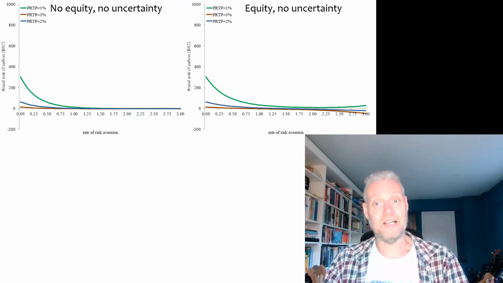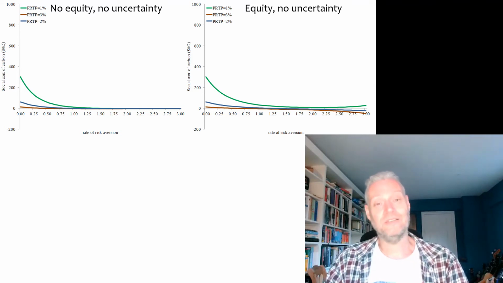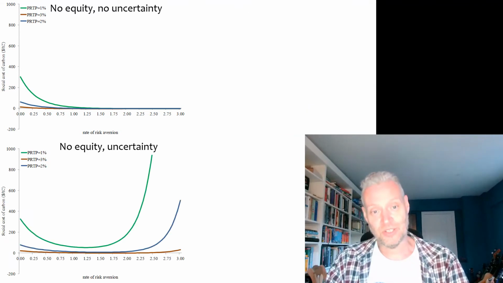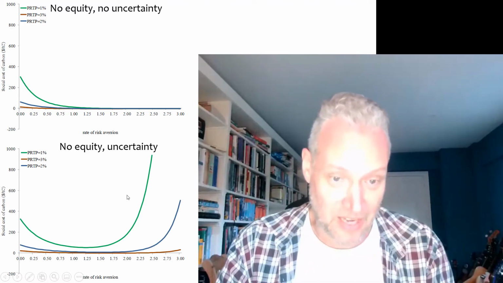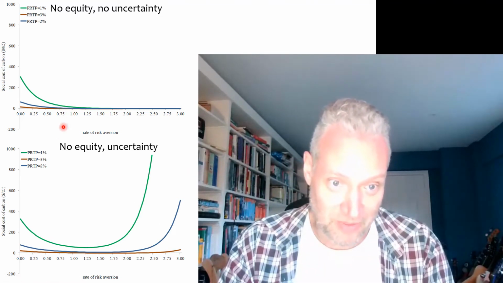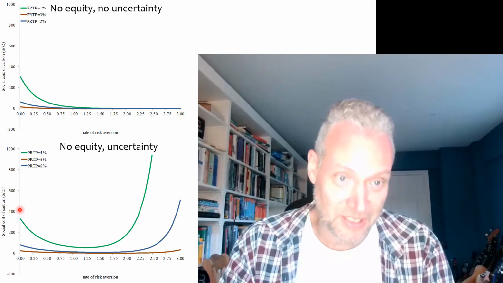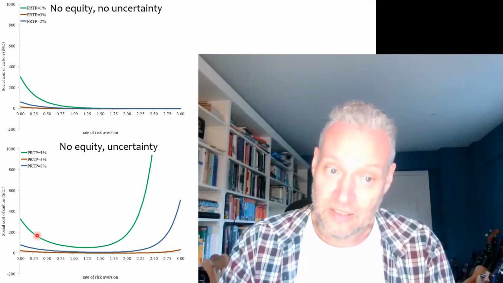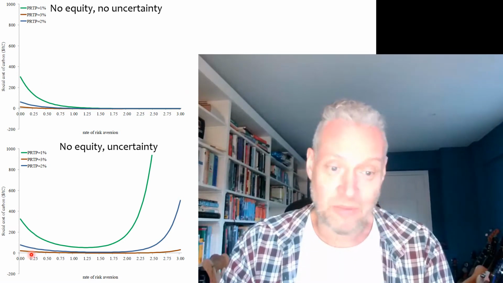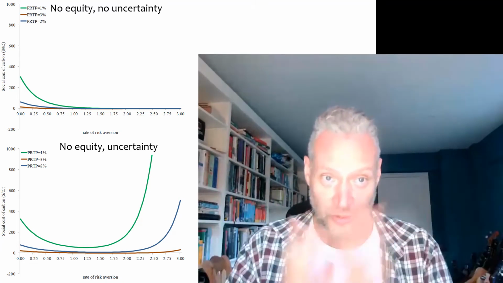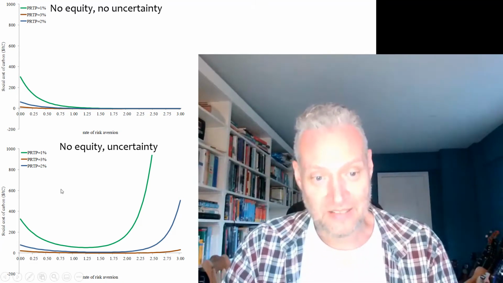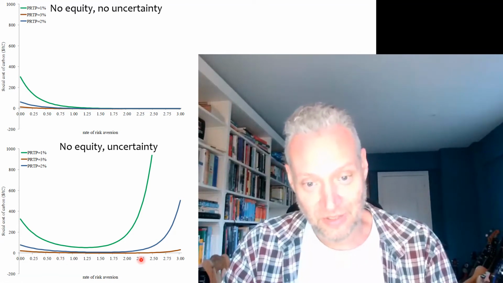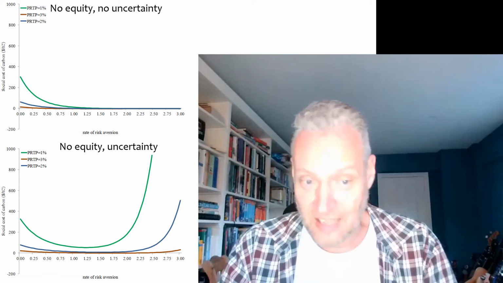So let's now ignore equity and look at uncertainty. What is the effect? Well, same graph again, but a different parameterization. The green curve lies above the blue curve, which lies above the brown curve, right? The effect of the pure rate of time preference is still the same. The impact of the curvature of the utility function is again ambiguous.